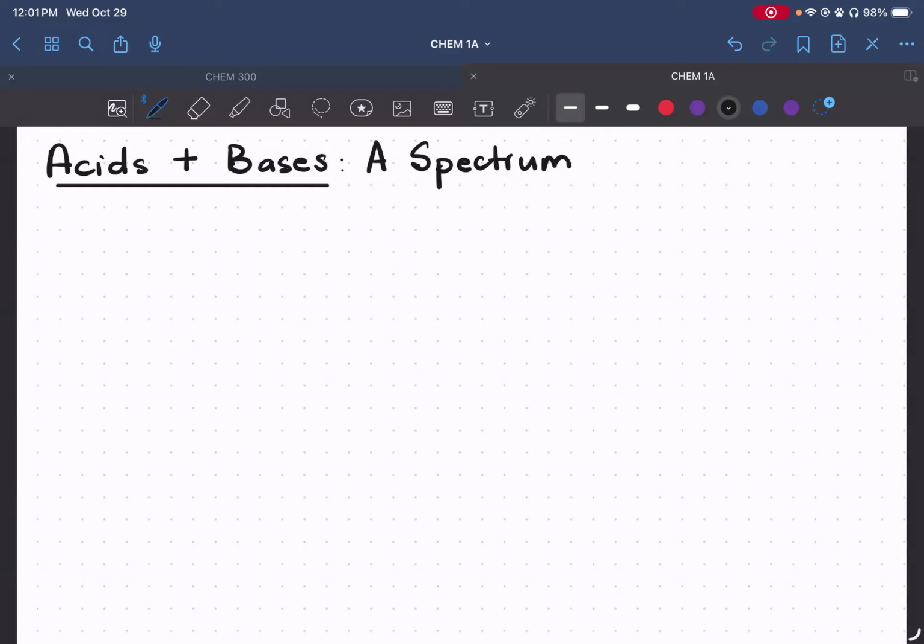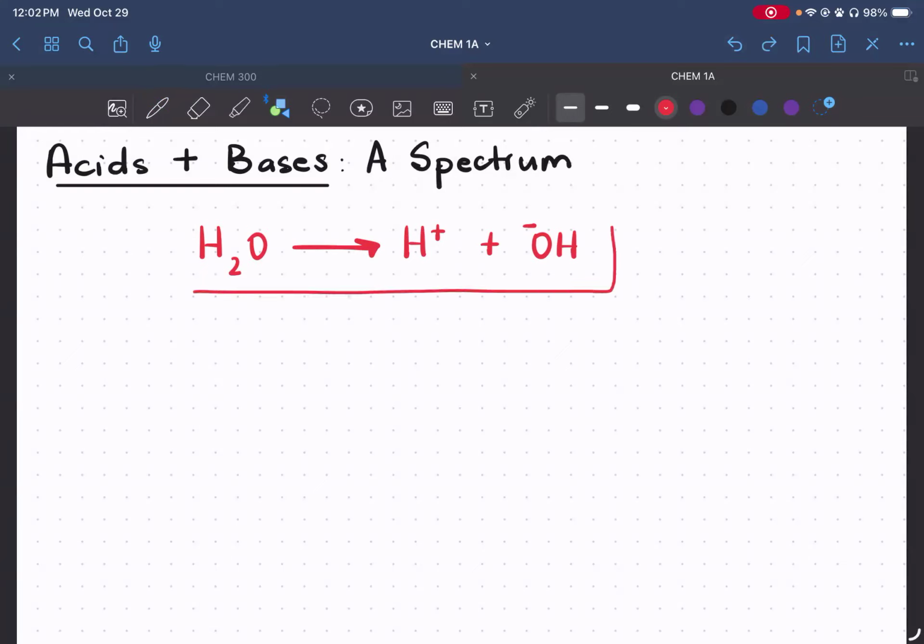To understand a little bit more about acids and bases, we must first look at one of the earliest examples of an acid, water. Throughout history, water has exhibited characteristics of both an acid and a base. So to begin our understanding of acids and bases, we must first understand a little bit more about water.